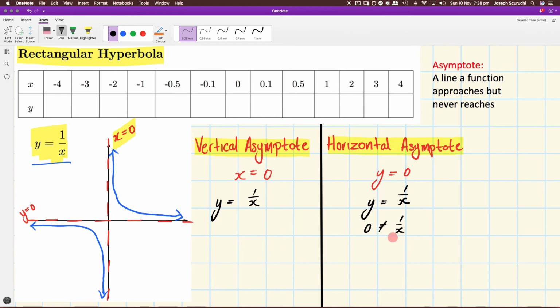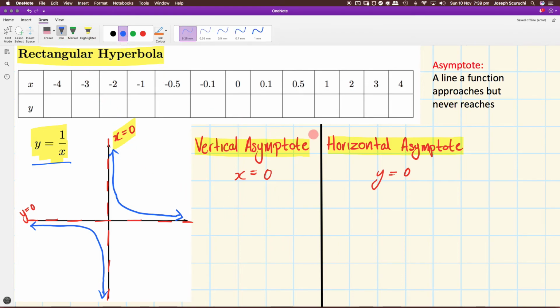If this doesn't make any sense to you, let me just do some quick rearranging by timesing both sides by x. So to get 0 times x equals 1. What number could x be that I could times it by 0 and get 1 out? That doesn't work. Any number times 0 will be 0. So that's how we know this doesn't work. So in other words, y cannot equal 0. And that's how I know that's where my horizontal asymptote lives. Perfect. So I've just shown you how to draw the graph and what my vertical and horizontal asymptotes are.